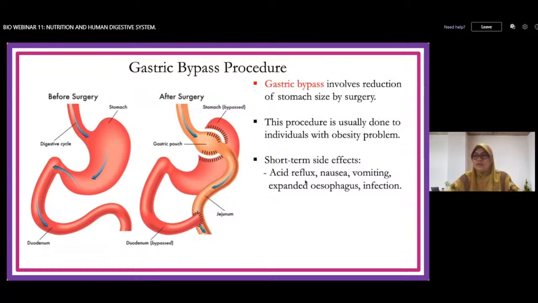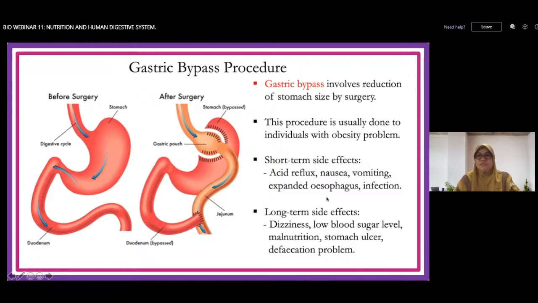esophagus. Itulah yang kita namakan sebagai acid reflux: nausea, loya, pening, berminting, muntah, expanded esophagus and also infection. Expanded esophagus ni kita punya esophagus mengembang. Long term, side effect dia dizziness, low blood sugar level, malnutrition, stomach ulcer and also defecation problem.